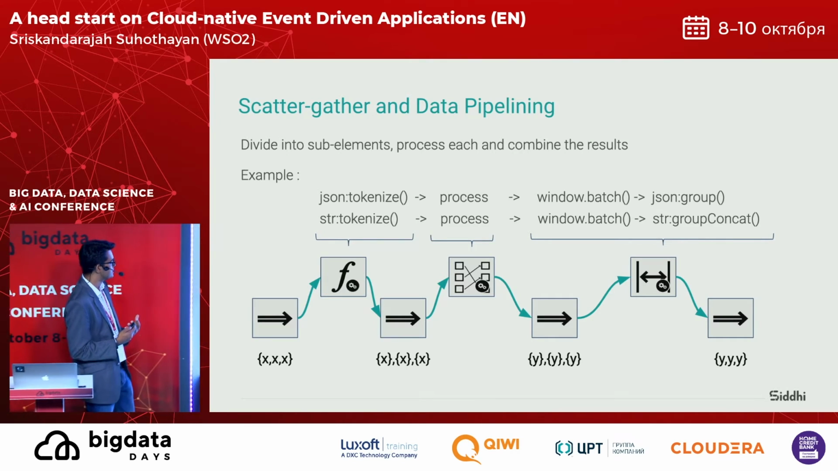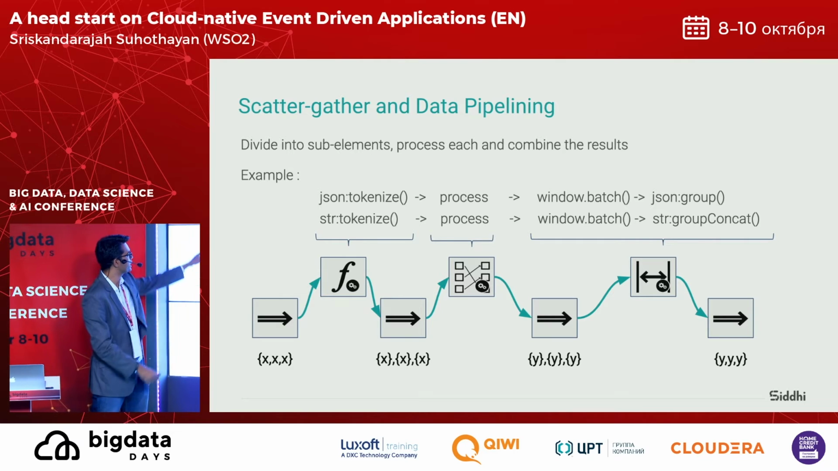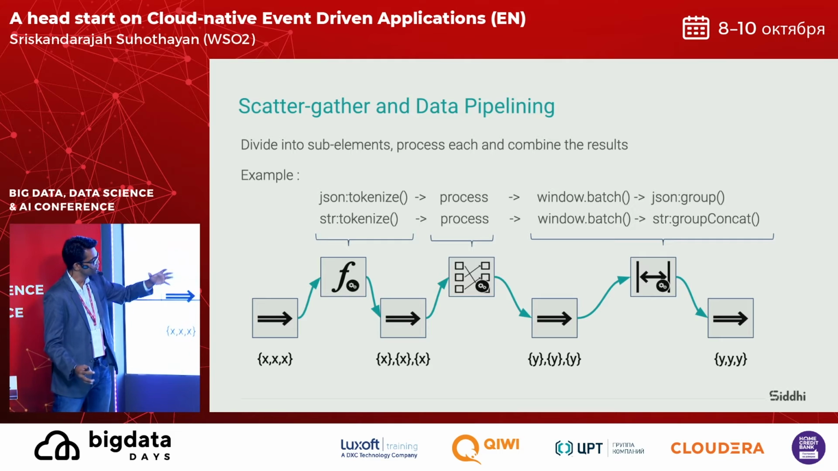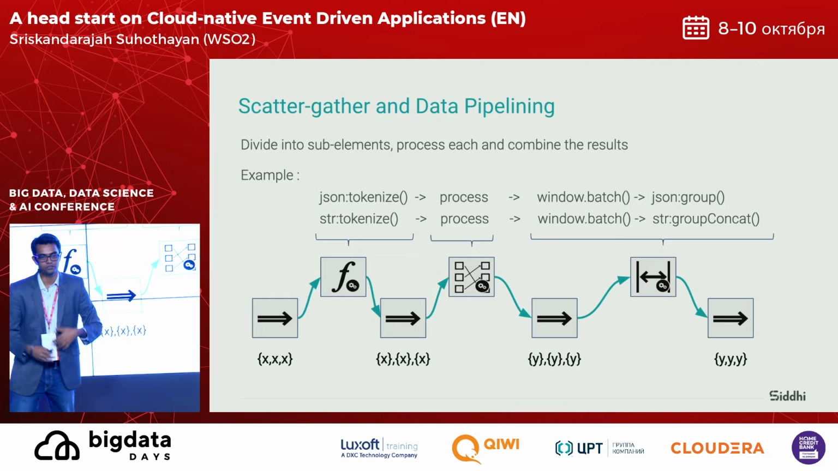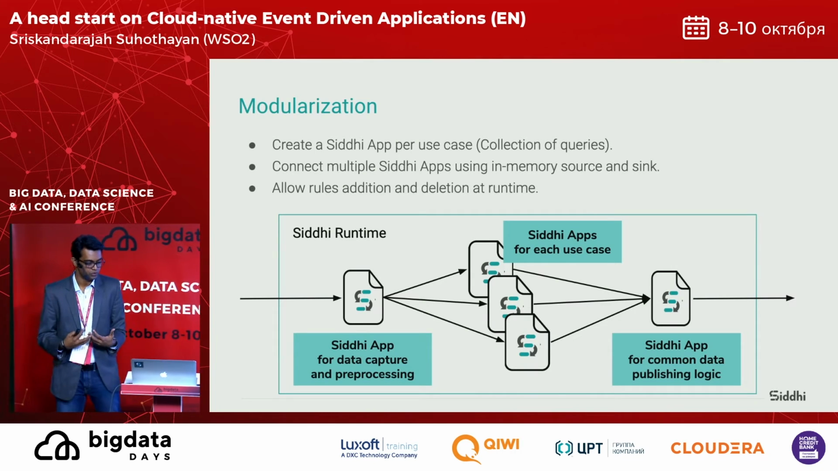And there are also scenarios where you get a list of items. You want to split them, you can tokenize it, split them into small parts, do some processing, then that processing changes the data, and then you want to group them again and send them out, right? So those are some simple use cases that you might need to implement.